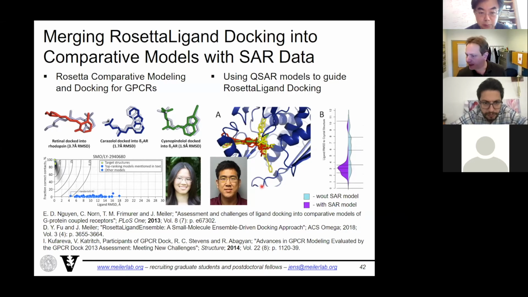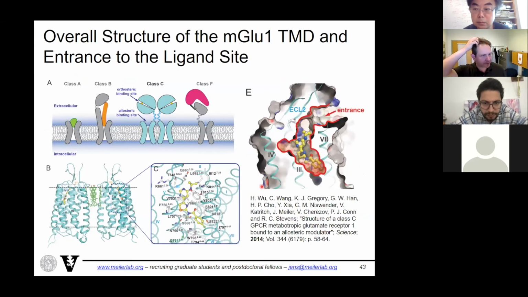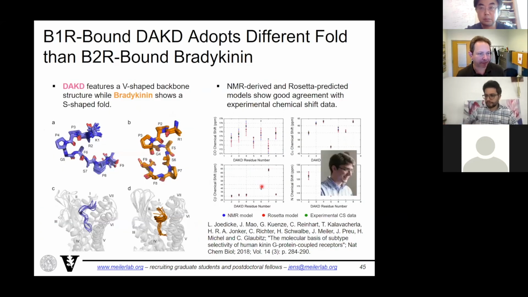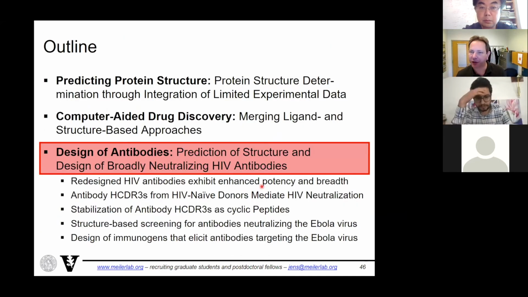Okay, and that brings me to the last 10 minutes or so of my talk, which goes into protein engineering. So now we switch gears entirely. We are not talking about small molecule drugs. We're talking about protein drugs, antibody drugs, and also vaccines. And again, I'm gonna try and highlight some of these strengths that the computational algorithms bring to that field.